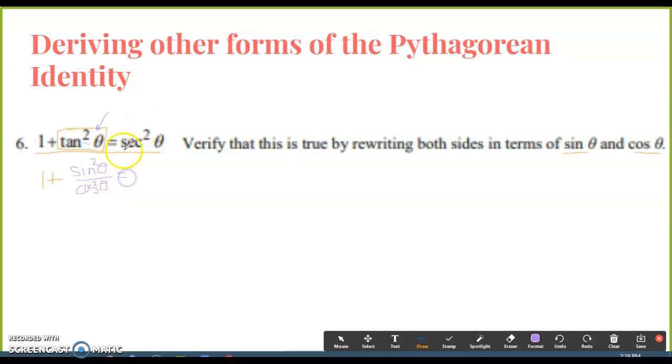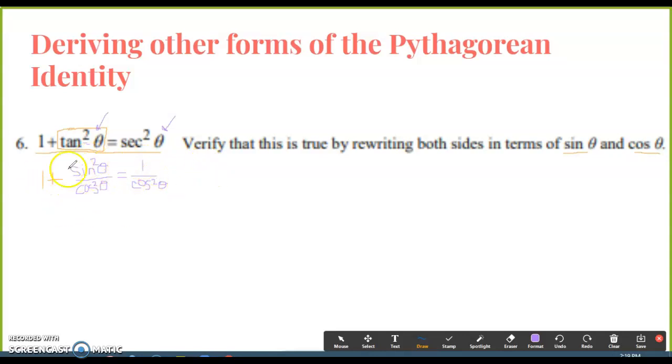Now this should be equal to the secant squared of theta. Can you recall the identity for secant? What was that equal to? Yes, secant is the reciprocal of cosine, so this is just 1 over cosine. And remember, since secant is squared, we're going to say this is 1 over cosine squared of theta.